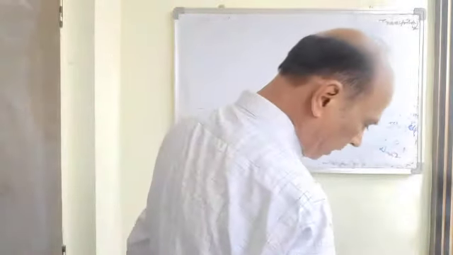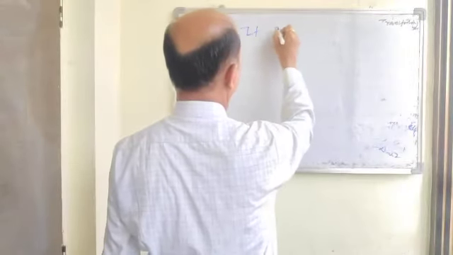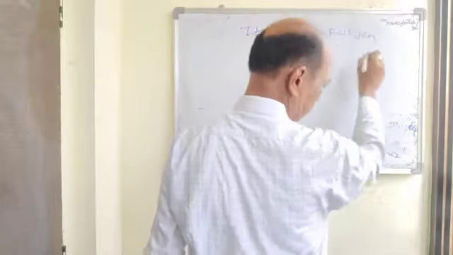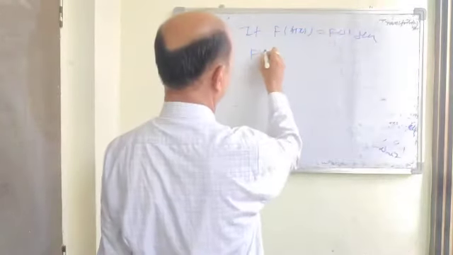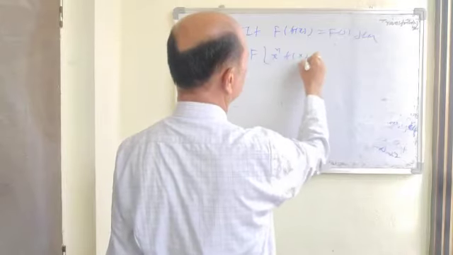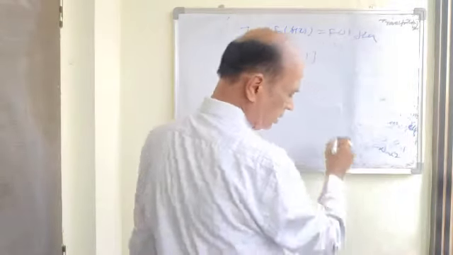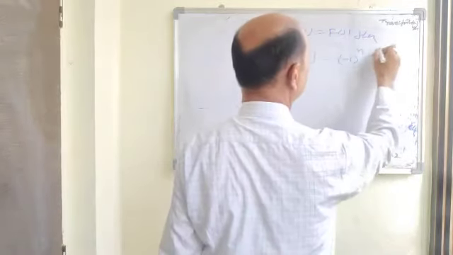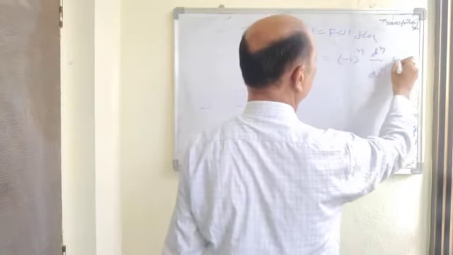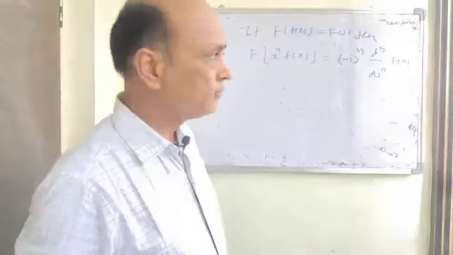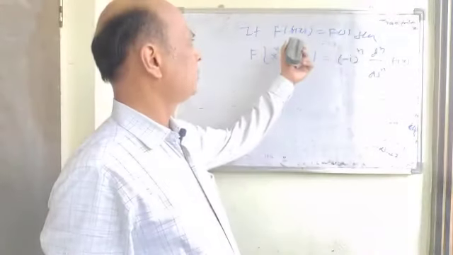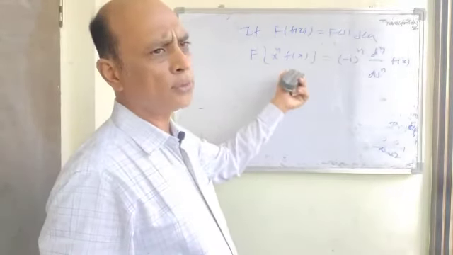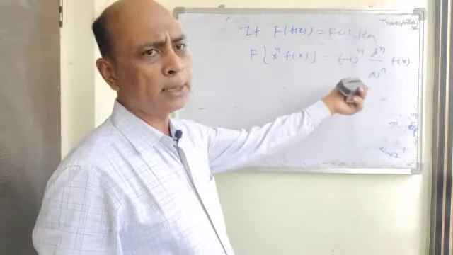Now there is one more property. If the Fourier transform of f(x) is F(s), then the Fourier transform of x to the power n f(x) is equal to (minus i) to the power n times the nth derivative of F(s) with respect to s.